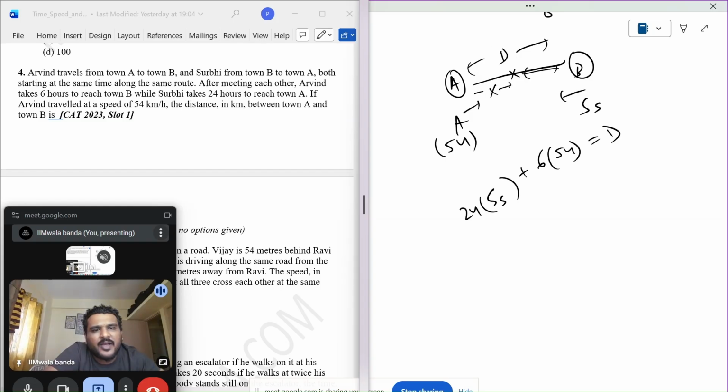I'm assuming this to be X. So I can say that it has covered X distance with its speed SS and it took time 24 hours. And D minus X is what A has covered in 6 hours with its speed of 54. If I add, I'll get to the same equation.